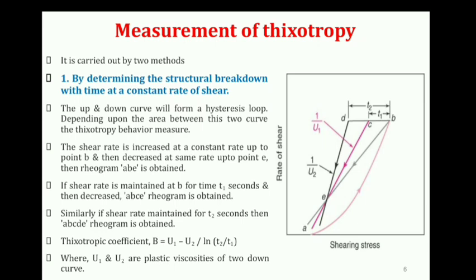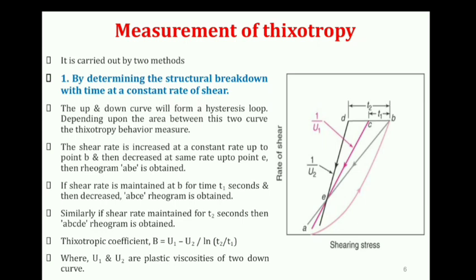Instead of T1, suppose you hold for T2 time, then you get the rheogram ABCDE, and the area under the hysteresis loop is now the highest in this particular diagram. So as the sample is sheared for more duration, more time, the thixotropic behavior increases. This is the first method for determination of thixotropy.